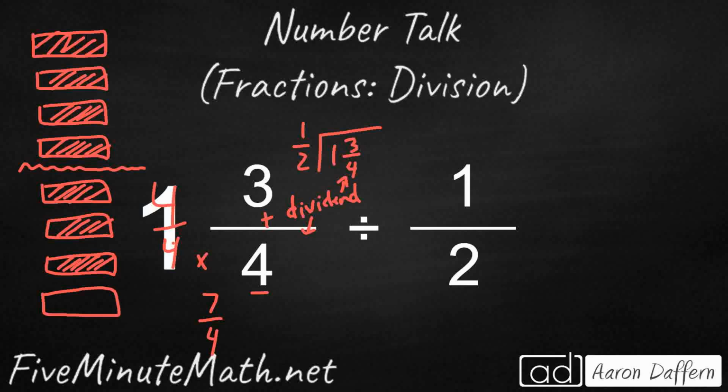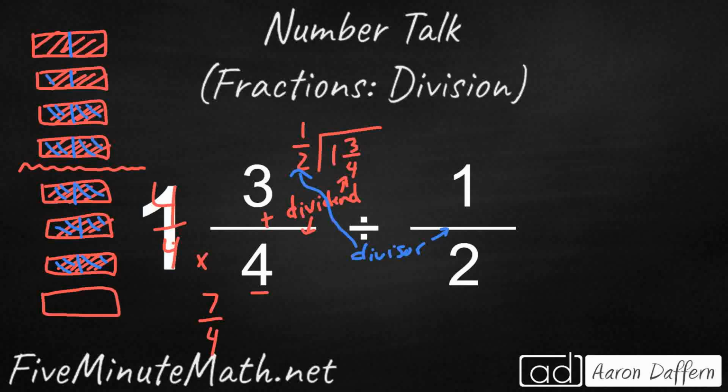Now, I need to divide that by 1/2. 1/2 represents my divisor. That's the number you're dividing by. You can see that right here. So what I want to do is cut each of these fourths that I've got. There's 7 total. I'm just going to cut them in half, with a little drawing like this. And if you want, you can do a little cross-hatching to help them stand out.